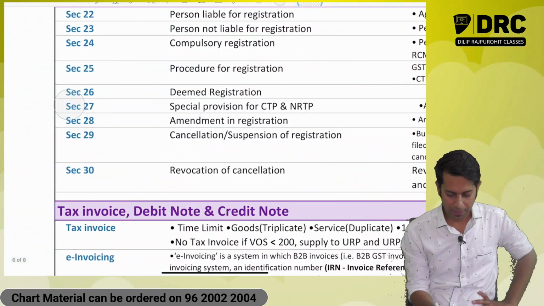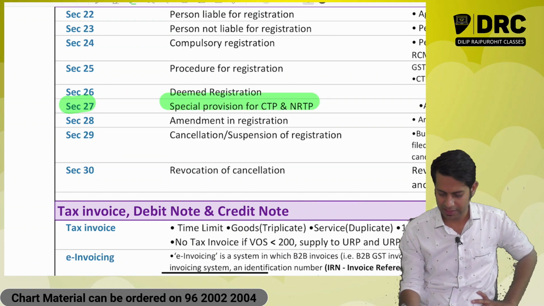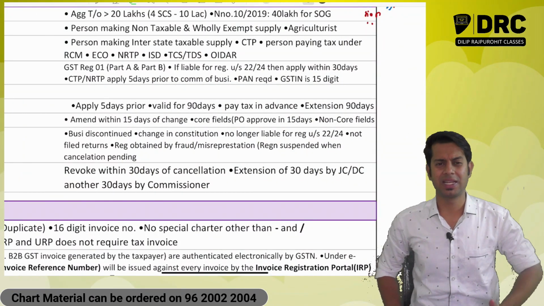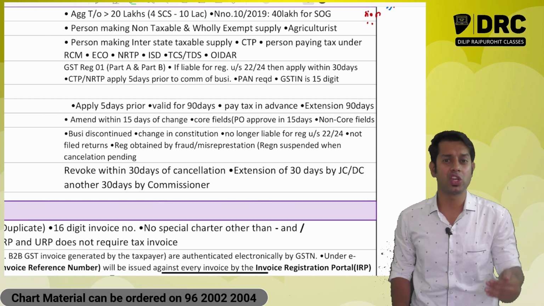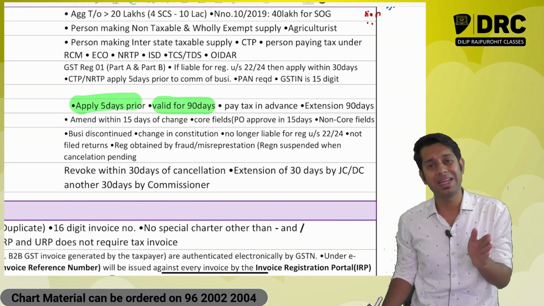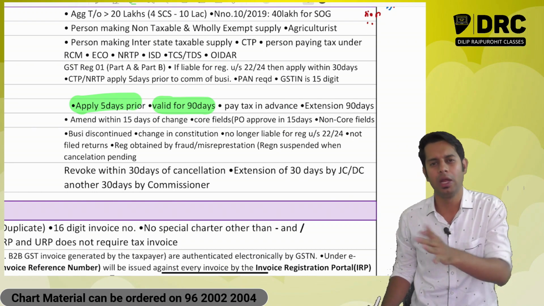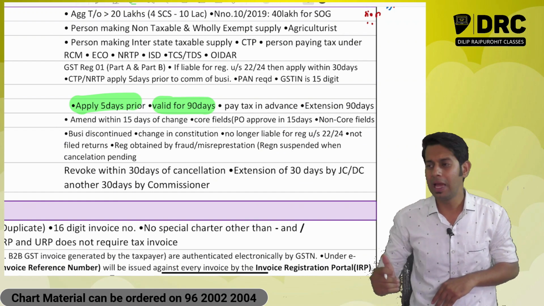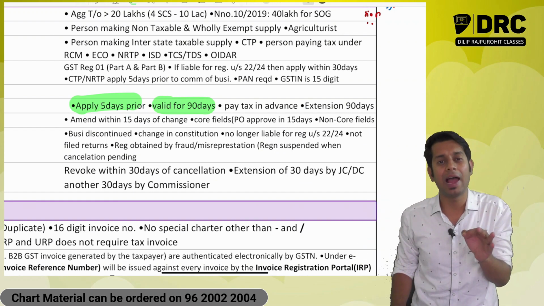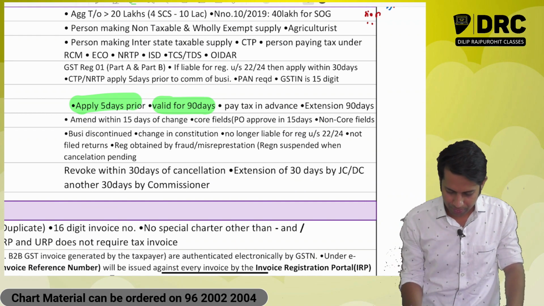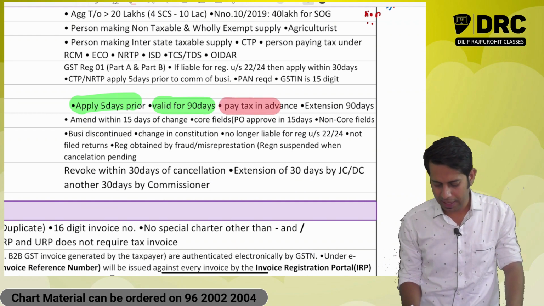Then special provisions applicable to a casual taxable person and non-resident taxable person, section 27, beautiful section, important section. A casual taxable person and non-resident taxable person has to apply for registration 5 days before commencement of business. His registration will be valid for 90 days or number of days applied for, whichever is earlier. Now he will have to make the payment of taxes in advance, meaning at the time of applying for registration he will have to estimate his tax liability and accordingly pay the taxes in advance.